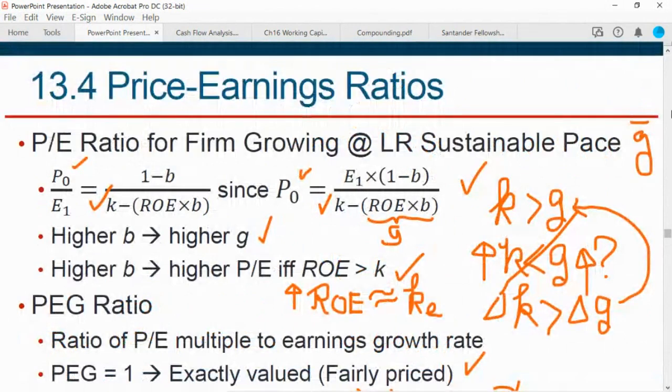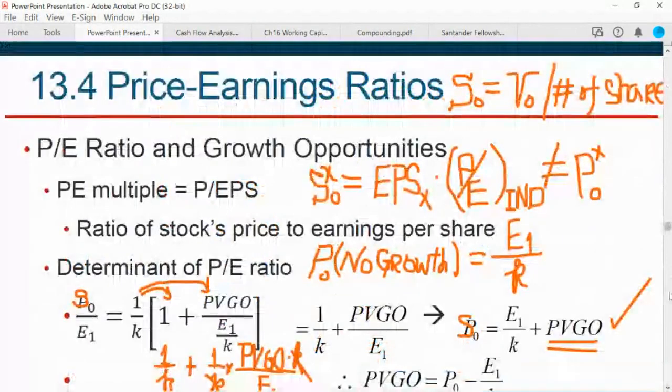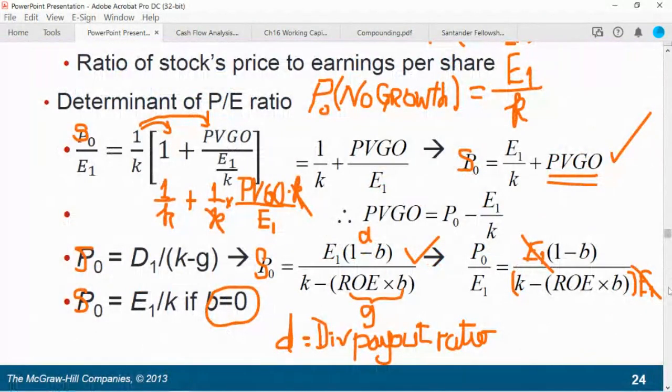So this is... I'm not going to go over this again. We spent a lot of time on this. This is just a more theoretical explanation of the connection between price earnings ratio and present value of growth opportunity.